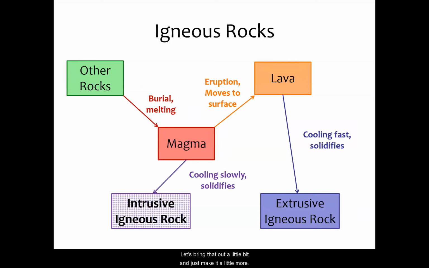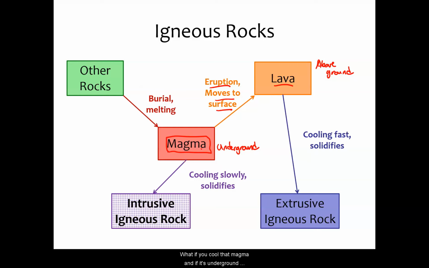Let's branch that out a little bit and just make it a little more complicated. If you bury it and you melt it, we said we have this molten material. We call that magma. Magma if it's underground. If you erupt that magma to the surface, like in a volcano, we call it lava, above ground. Is either of these a mineral? No, because it's not solid. Is either of these a rock? No, again, because it's not solid yet.